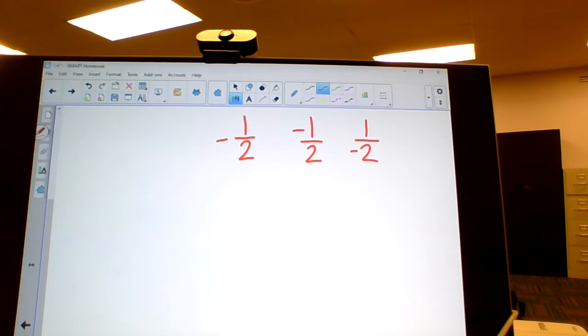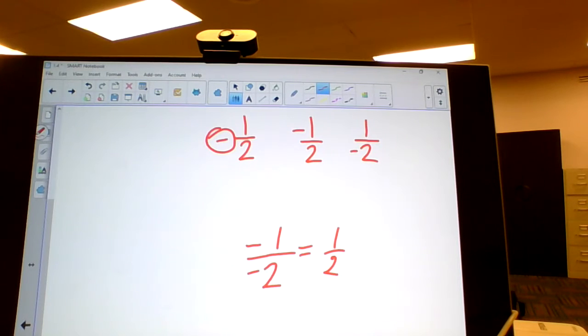A negative out front just says that that fraction is negative. A negative on the top still says that that fraction is negative. A negative on the bottom still says that fraction is negative, but a negative like this says the fraction is what? Positive. Because a negative divided by a negative is a positive. So, a negative fraction has the negative only on one of the numbers. It is not on both, because if you have two negatives, that makes it a positive.